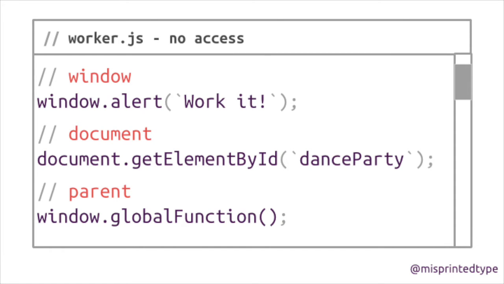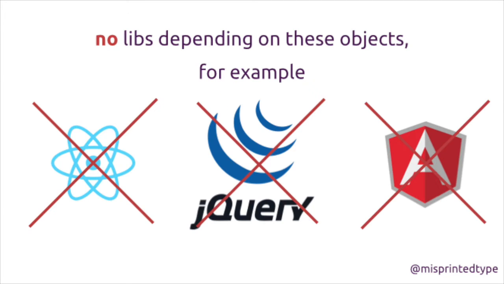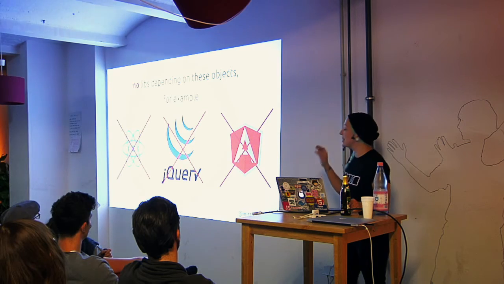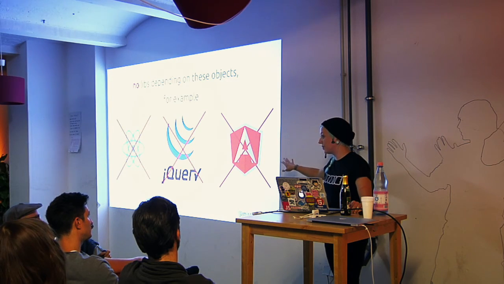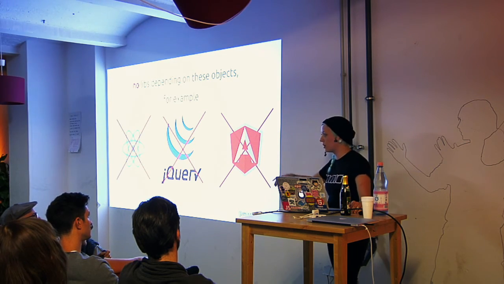Window object, document, parent object, so no access to page scripts or global functions. So this also means you can't use libraries that depend on these objects like jQuery, Angular, React.js, not right now. Upcoming React.js versions won't rely on the browser, but still ask yourself if you really need to do that. And you can still use this stuff for UI, don't get me wrong, but not in the worker.